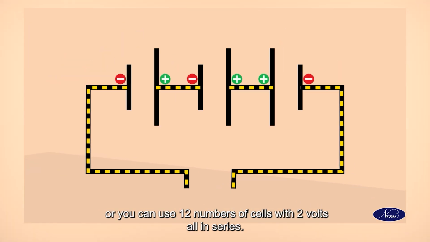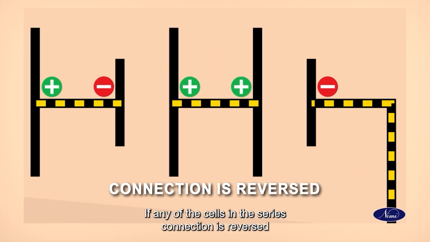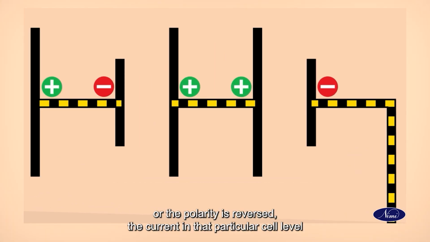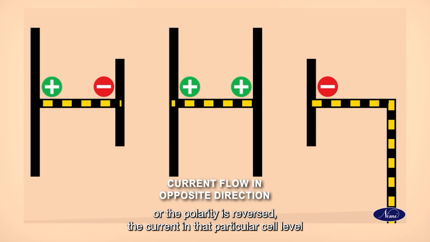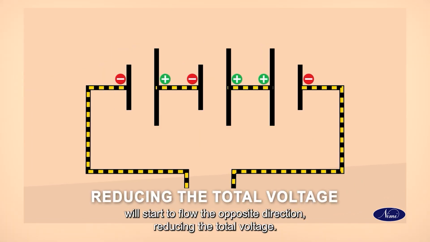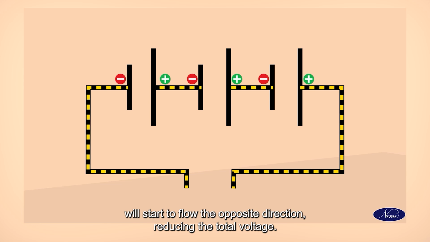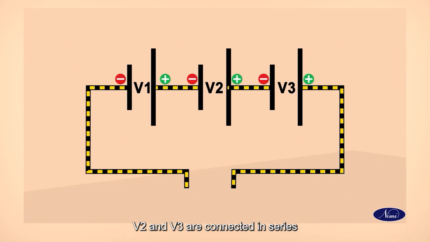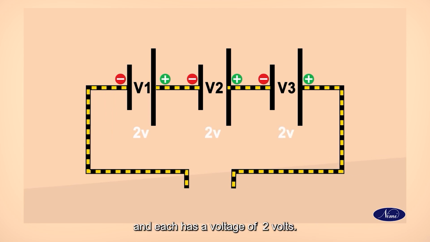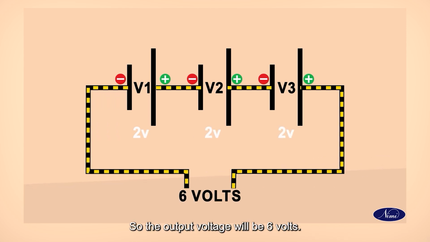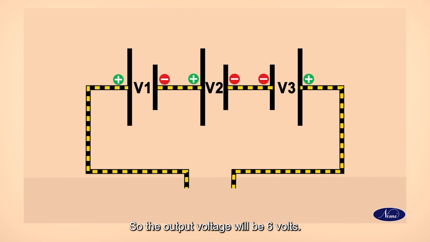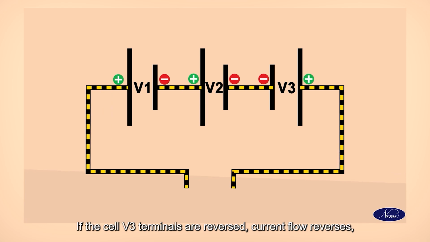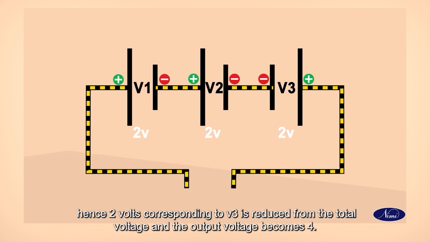If any of the cells in the series connection is reversed, or the polarity is reversed, the current in that particular cell will start to flow in the opposite direction, reducing the total voltage. Assume 3 cells V1, V2 and V3 are connected in series and each has a voltage of 2 volts, so the output voltage will be 6 volts. If the cell V3 terminals are reversed, current flow reverses, hence 2 volts corresponding to V3 is subtracted from the total voltage and the output voltage becomes 4.